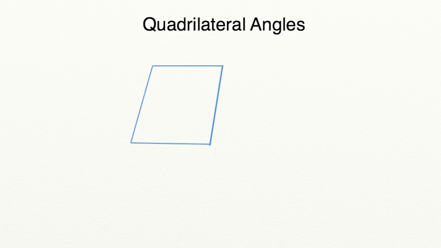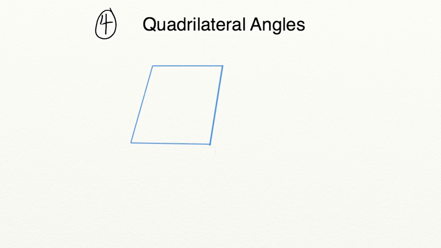We are going to begin today by discussing what a quadrilateral is. A quadrilateral is a four-sided polygon. We have an example on our screen. As you can see, this quadrilateral has four sides, which means it also has four angles. And that's what we're going to focus on today, how we can find the measurements of these four angles.